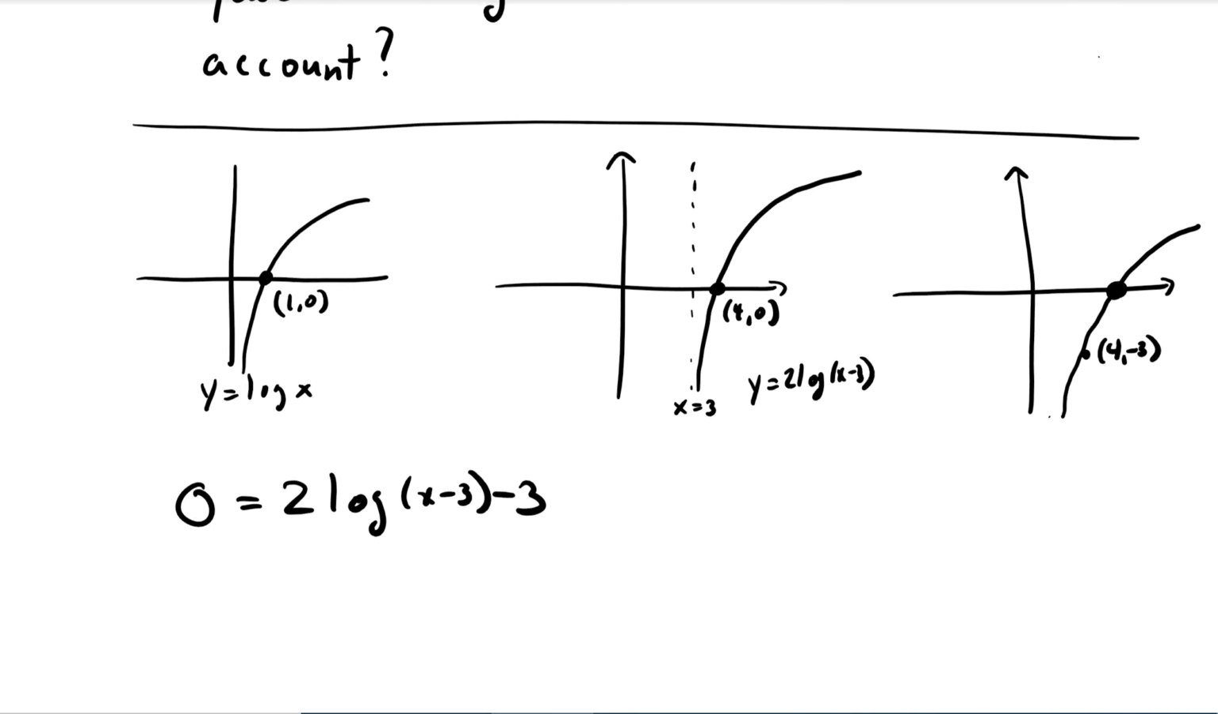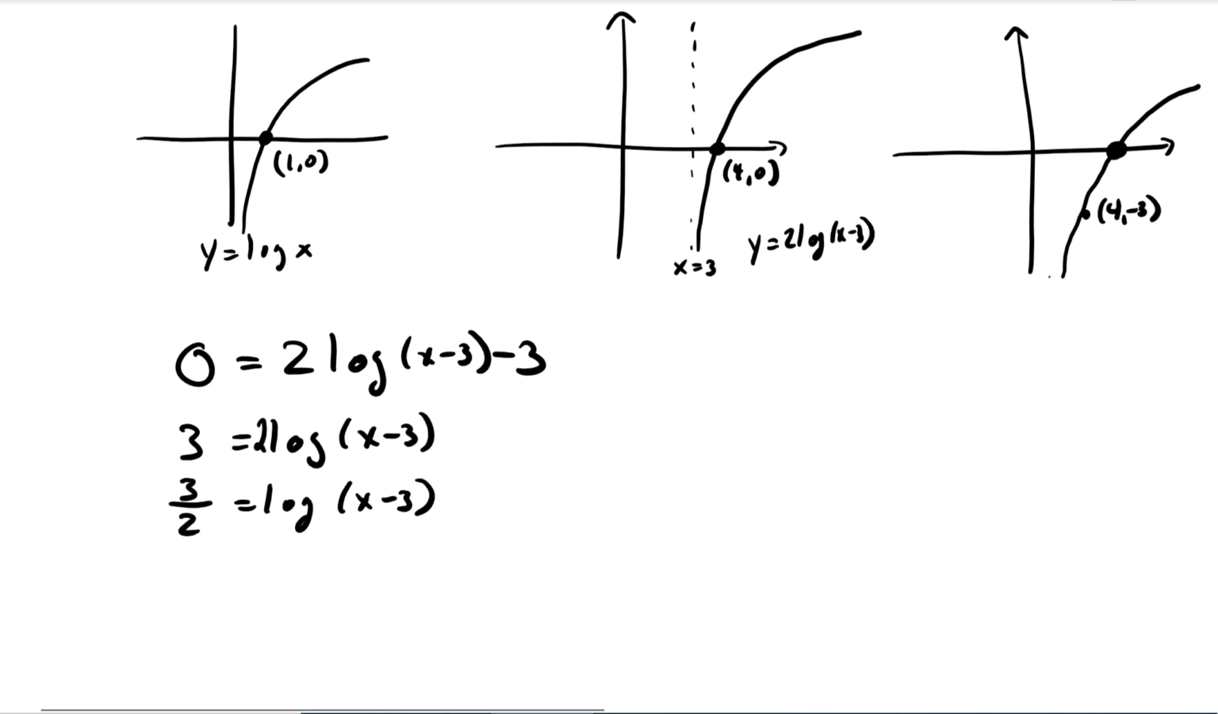Let's try to have only log on one side and with nothing in front of it, so I can send the 3 here. And here I have two options. I could send the 2 as an exponent, but maybe it's just easier to send the 2 to the other side by dividing by it. And then I could just convert that to an exponential equation. So 3/2 is the exponent to which I raise 10 in order to get x minus 3. And finally we get that x is 3 plus 10 to the 3/2.